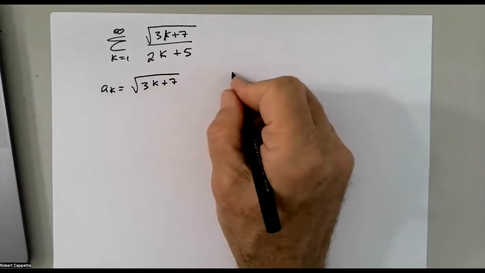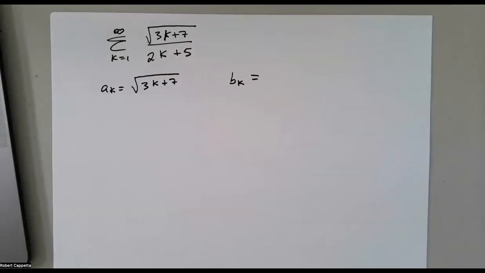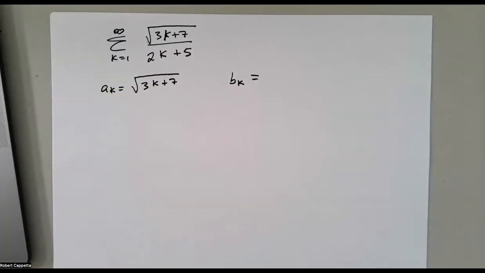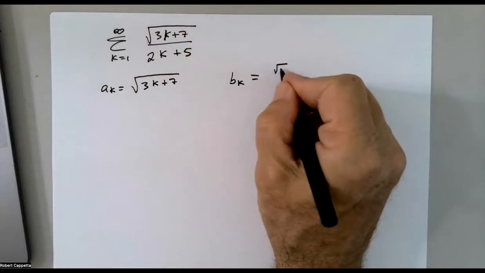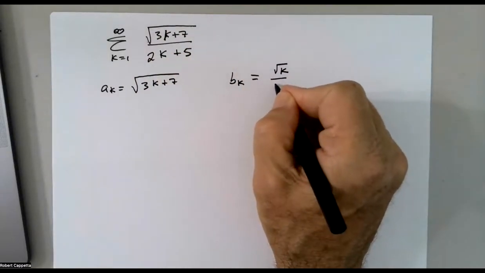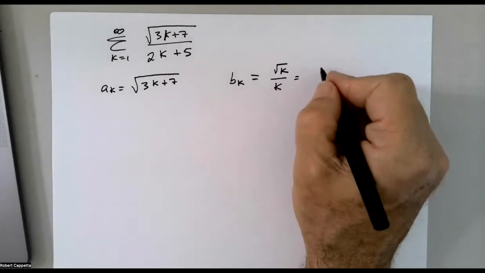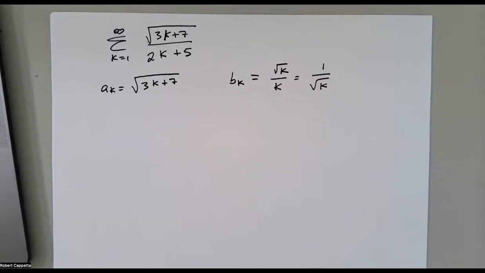What are we going to limit compare this to? What do you think b sub k will be? I'm going to look at the limit as k goes to infinity of a sub k over b sub k. What I recognize is the top is basically square root of k. The bottom is basically k, so k to the 1/2 over k, or 1 over the square root of k. So the b sub k I'm going to use here is 1 over the square root of k.